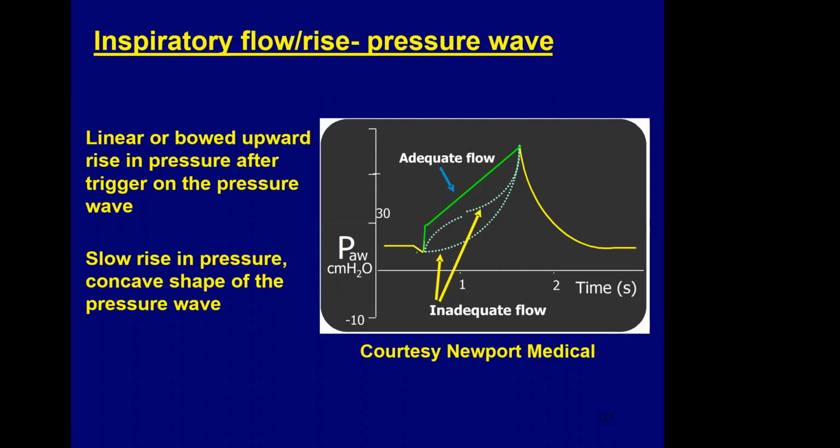And we see on the top one, we have a linear or bowed upward rise in pressure after trigger on the pressure wave. The patient is not getting adequate flow. We see a slow rise in the pressure and the concave shape of the pressure wave. Again, inadequate flow. The green line at the top shows that there is adequate flow to the patient, so the rise time is adjusted appropriately.